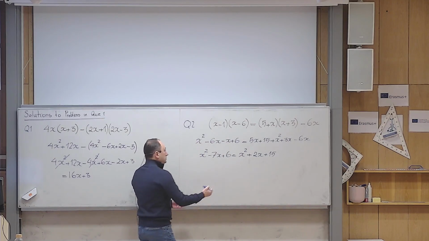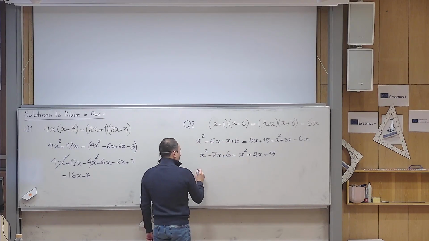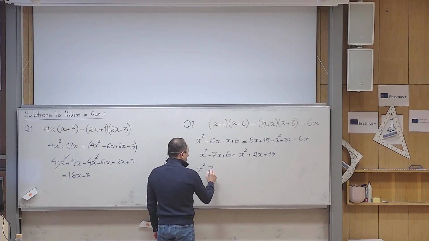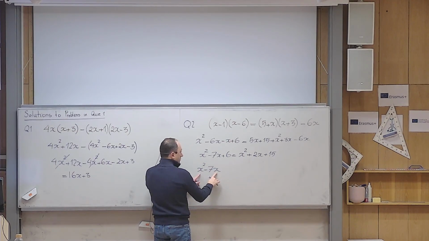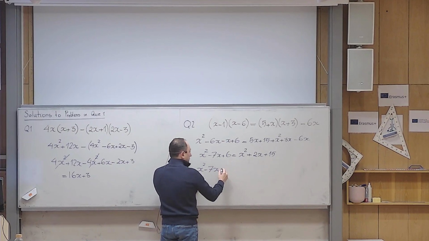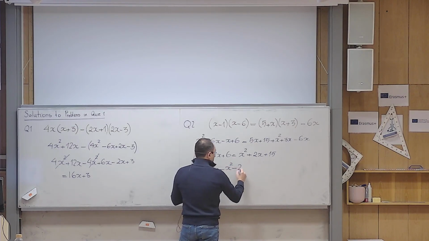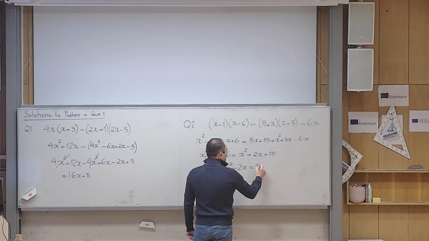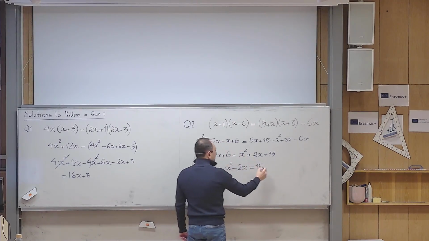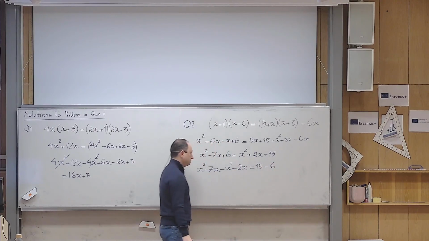Okay, so what I do, I move x's to the left. These two terms containing x's are already on the left. I move this one to the left, it becomes negative. I move this to the left, it becomes negative. And then I move numbers to the right. 15 is already there. I move 6 to the other side, it becomes minus 6.